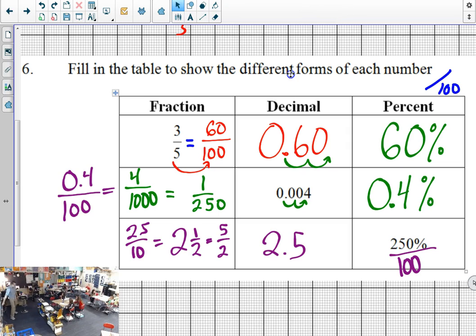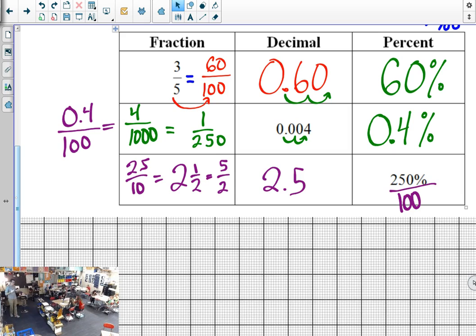Questions on this table? Yeah. The bottom one. So 250%. We know percent is out of 100, right? If somebody says you're giving 100% effort, you're giving all that you have. So if you have over 100%, you have over everything.